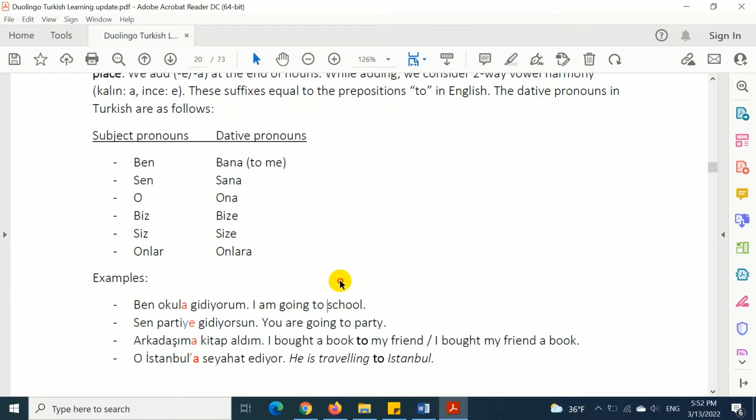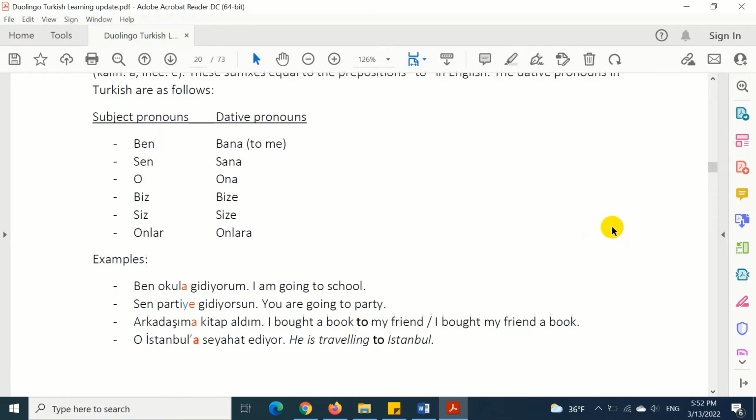In Turkish, when a noun is used as a destination, you are using this suffix, either a or e. Ben okula gidiyorum, and you have used here a because the last vowel is kalın. Sen partiye gidiyorsun. You are going to party. Here party is the direct object or a specific object.